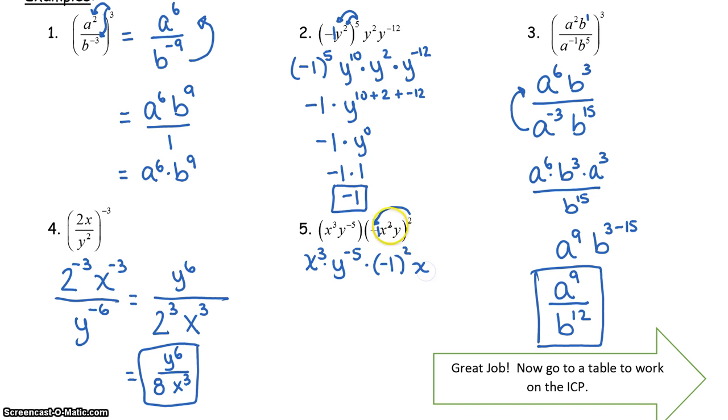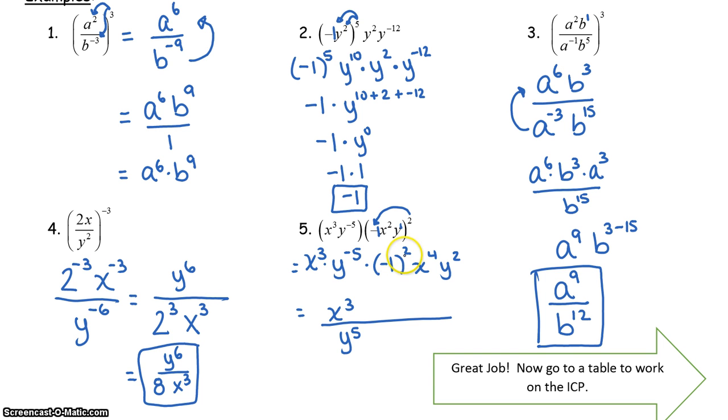And then we have x to the 2 times 2 is 4. And then this is a 1, so y to the 1 times 2 is 2. Okay? So let's simplify what we can, move the negatives down and whatnot. So here's what we have. X to the third will stay. Y to the negative 5th will move down, becoming y to the 5th.